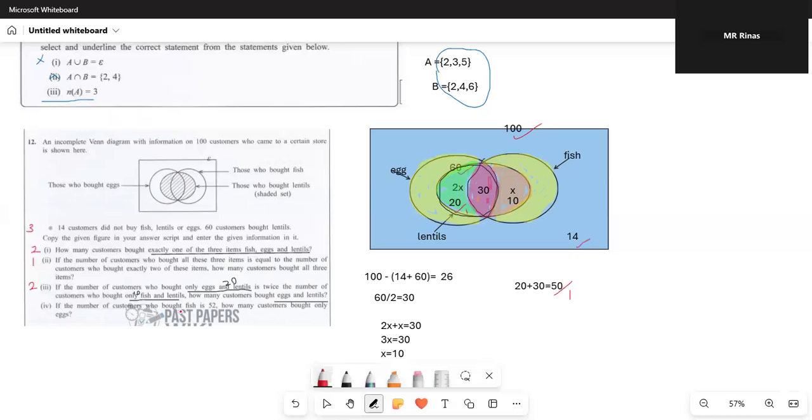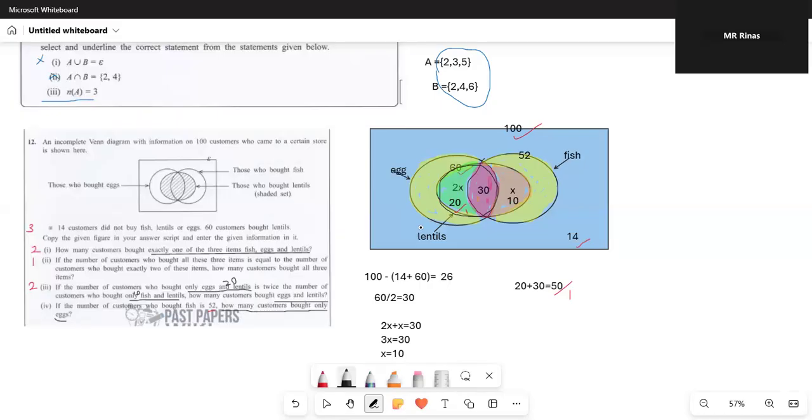If the number of customers who bought fish is 52, so this fish circle is 52, how many customers bought only eggs? So the question is how many customers bought only egg? So this yellow portion, this part.